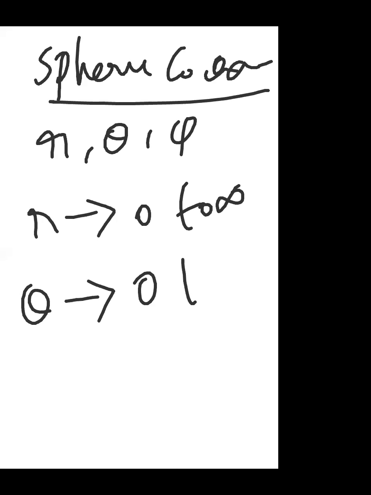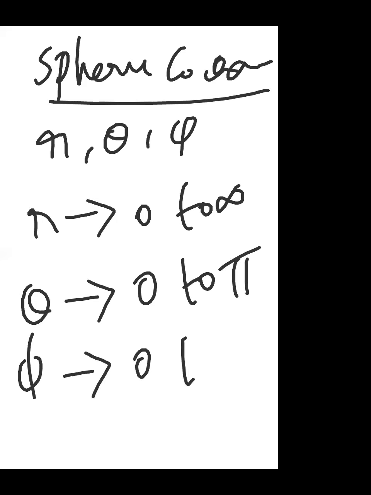Theta can vary from 0 to pi. Phi can vary from 0 to 2 pi. Okay, where r is measured from the center point of the coordinate system always. Theta is measured from the positive z-axis. Theta is always measured from the positive z-axis. And phi, you know already, phi is always measured from the x-axis generally.